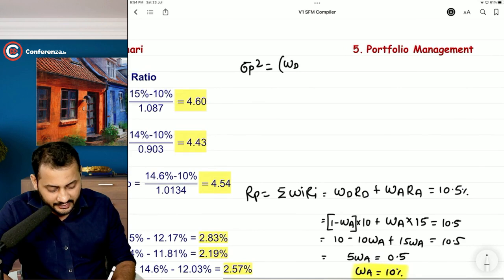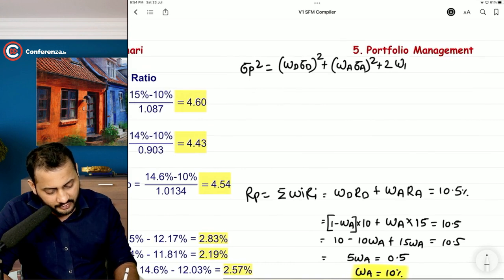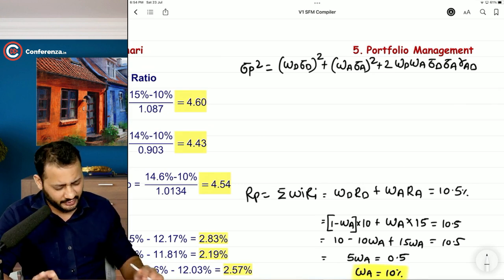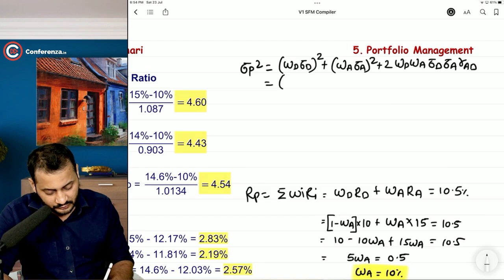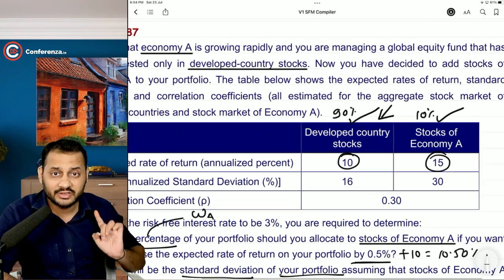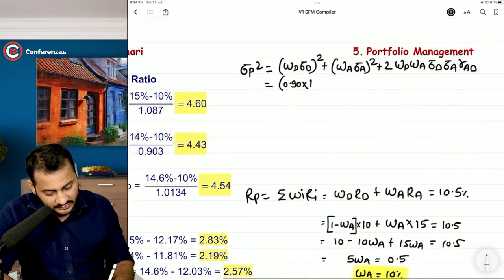Variance of the portfolio is weight of developed country stocks into standard deviation of developed country stocks square, plus weight of economy A into standard deviation of economy A square, plus 2 into weight of D, weight of A, standard deviation of D, standard deviation of A, RAD. Am I right? Every figure is available with you. Just put the values in the equation and you will get the answer. 0.90 into standard deviation; the weight of developed country stocks is 90%. Standard deviation 16, 16 square, plus 0.10 into 30.